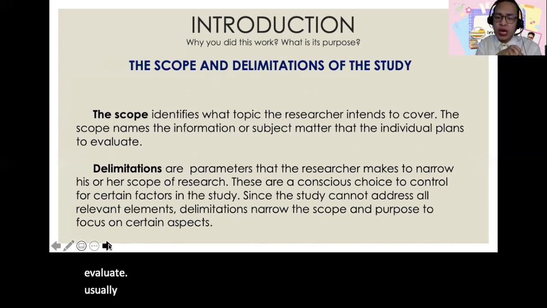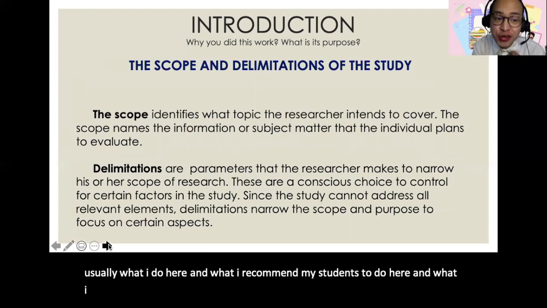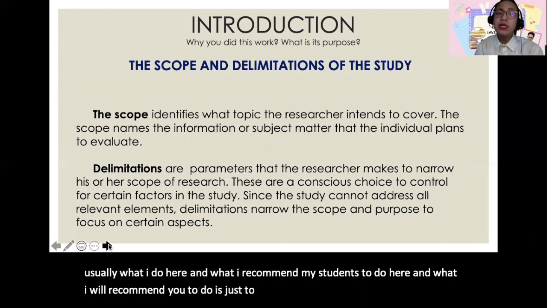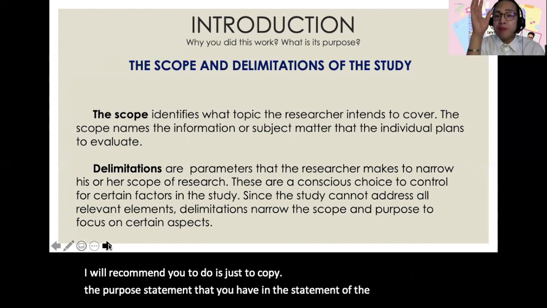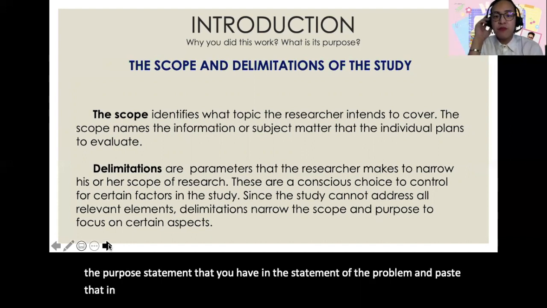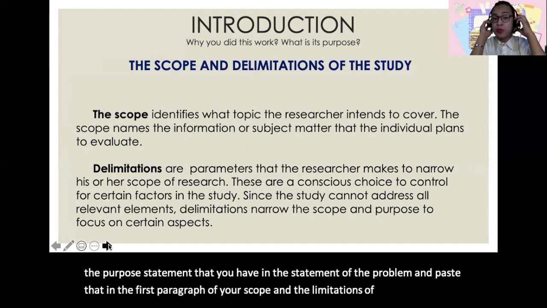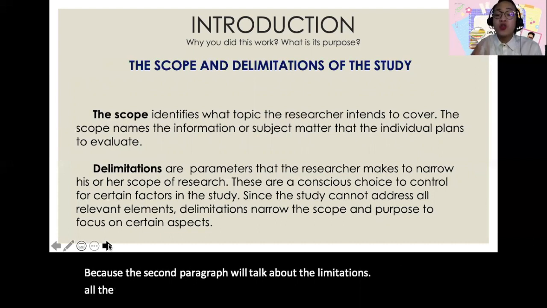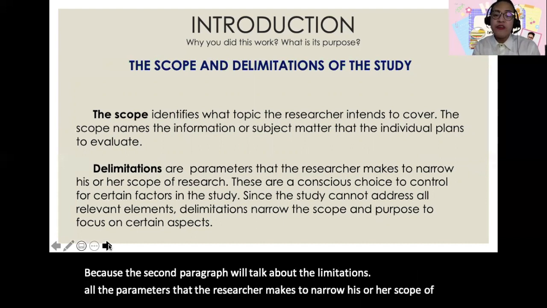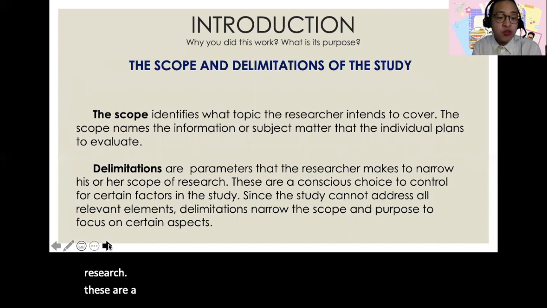Usually what I do here and what I recommend my students to do here and what I will recommend you to do is just to copy the purpose statement that you have in the statement of the problem and paste that in the first paragraph of your scope and the limitations of the study. Because the second paragraph will talk about the delimitations or the parameters that the researcher makes to narrow his or her scope of research. These are a conscious choice to control for certain factors in the study.